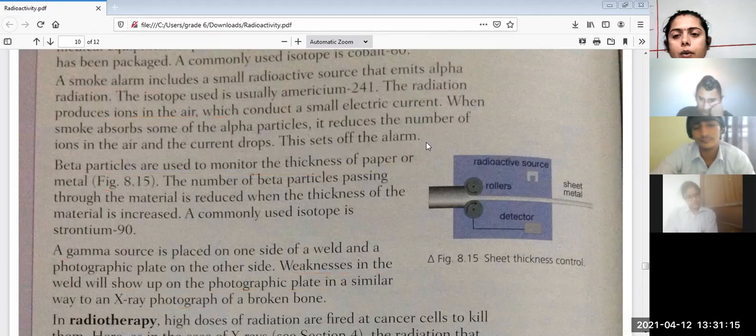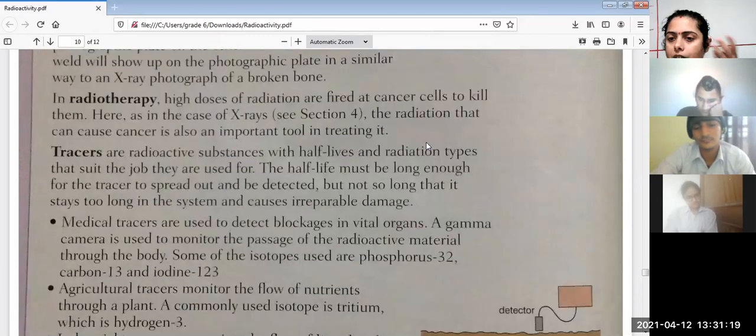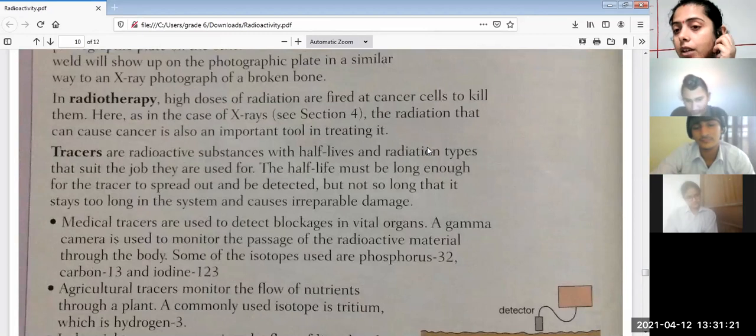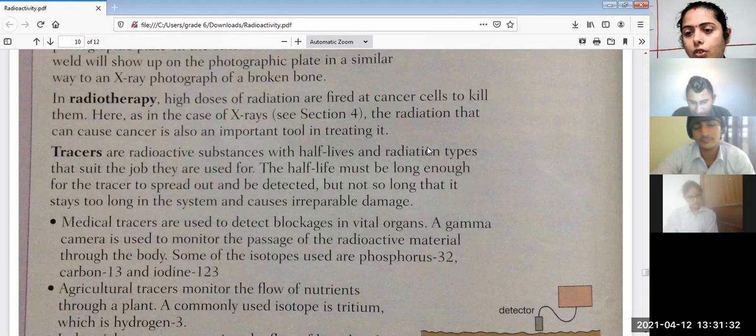So the question can be asked from this: write any two uses of alpha, write any two uses of beta or gamma, or write the uses of these radioactive radiations. Fine. So you can talk about alpha, beta, gamma depending upon what you know. But at least one or two of each type you must be aware of.